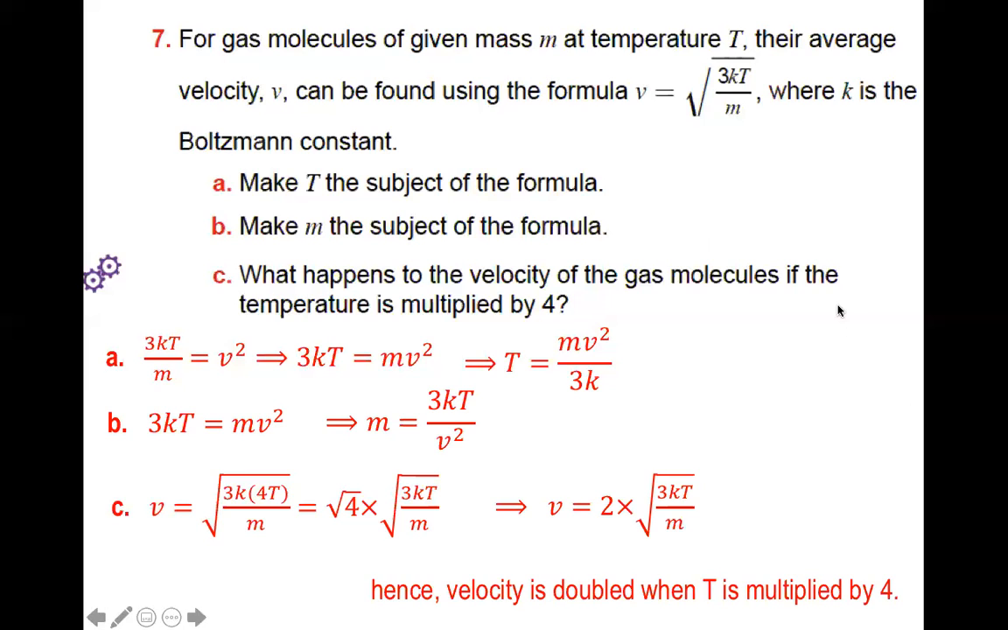Okay. But some people don't need to do all this. They can just say, okay, I've got T, I've been asked to do 4T. But if I do 4T, root of 4 is 2, then that's 2 outside. And then they just say, oh, the velocity is doubled. You will still get the mark, even without showing all that work in there. Okay.